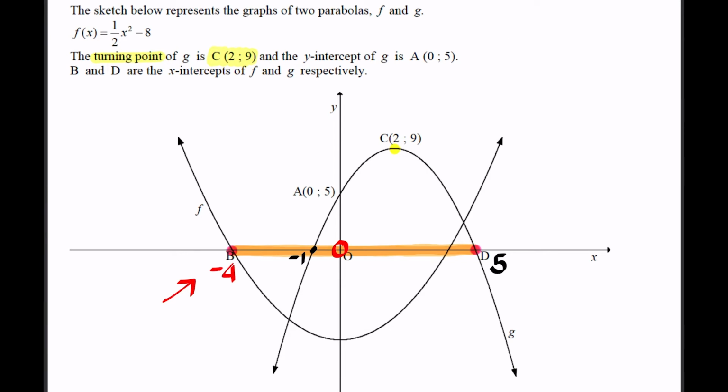Now I have B and I have D. B is -4, D is positive 5. So I can get the length of BD very easily. So therefore, BD is equal to, remember that for lengths, we actually have 3 options. We have a vertical length, we have a horizontal length, and we have a diagonal length. Now, if I'm talking about a vertical length, I'm going to work with y top minus y bottom. So either it's the coordinates of the y at the top minus the coordinates of the y at the bottom, or it's the equation minus the equation, whichever you have.